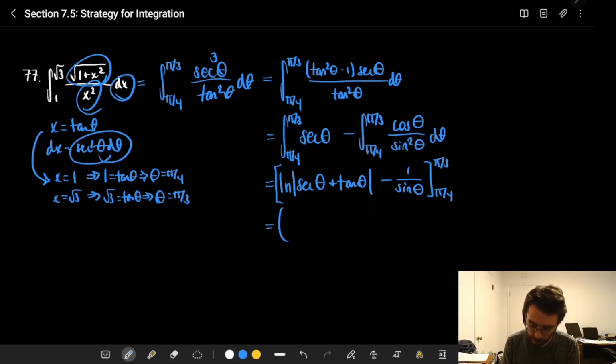Maybe we'll do it. Secant of pi over 3 is 1 over cosine of pi over 3. But cosine of pi over 3 is a half, so the reciprocal of that would be 2. Oh, but I forgot the plus tangent. So secant of theta is 2. Tangent of pi over 3, didn't we already say that? That was root 3. So you get log of 2 plus root 3. Don't need the absolute value, really.